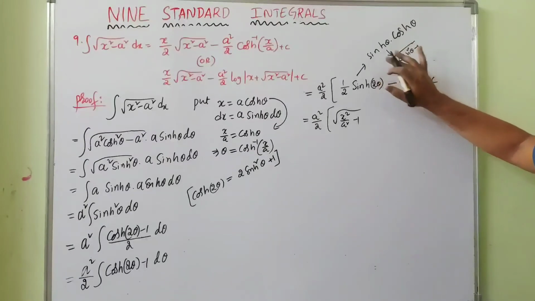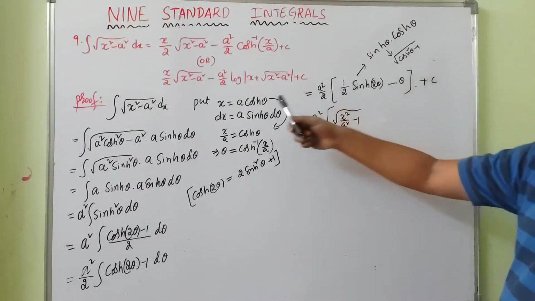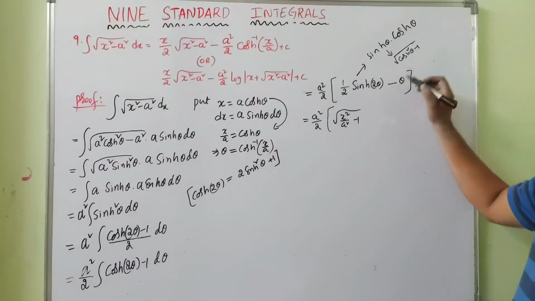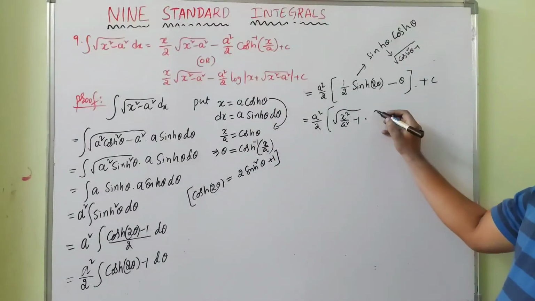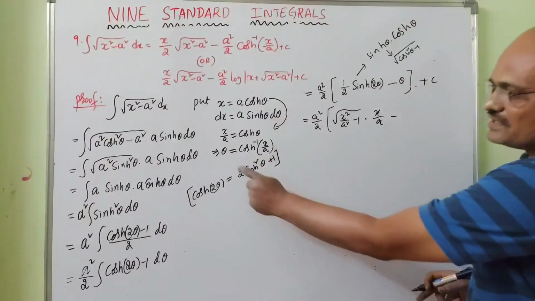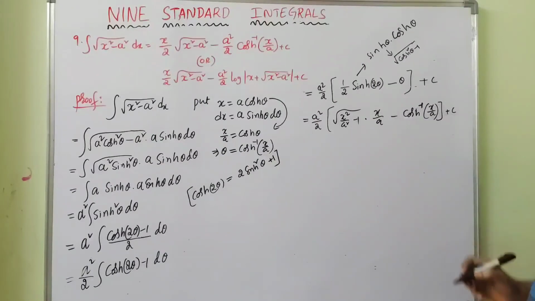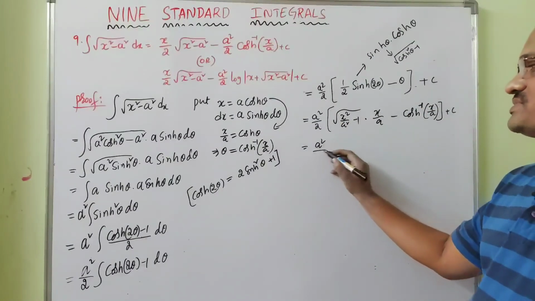Now convert sinh into cosh. How? In hyperbolic functions the formula is sinh theta is root of cosh square theta minus 1. From this, cosh theta is x by a, you write here x by a whole square, that is root of x square by a square minus 1, into cosh theta, directly we can write as x by a. This is over. Now go to second term, minus theta. Theta here is cosh inverse of x by a plus c.